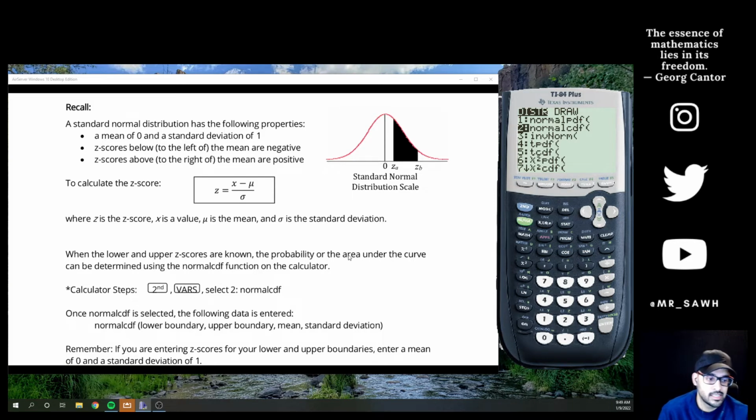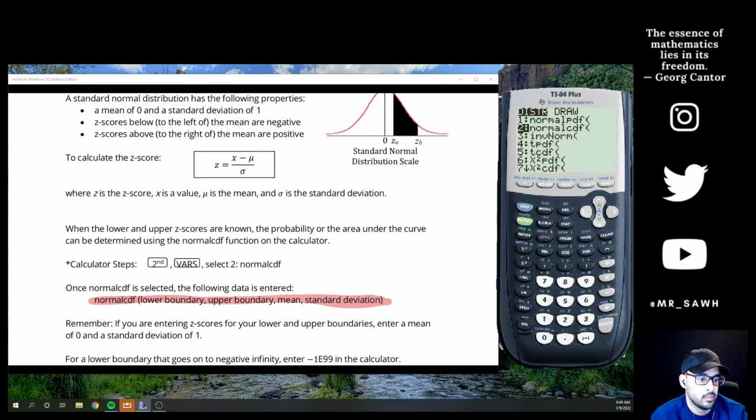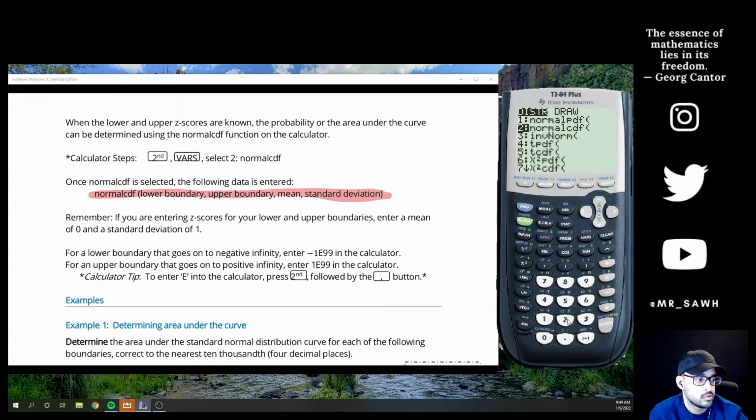Now, once that is selected, we're going to have to enter some information into our calculator. And this is the specific order that it has to go in. I can't put the numbers in any other way, or else it won't tell me what I'm looking for. So if I press normal CDF on my calculator, it gives me just a set of blank brackets. And this is the order your calculator wants those numbers in: the lower boundary separated by a comma, then the upper boundary, the average, and lastly the standard deviation. Again, all 4 numbers should be separated by a comma. Some calculators will actually have them listed out, and you don't have to separate them by a comma. This model just doesn't. So if yours does, great. If not, just follow this pattern.